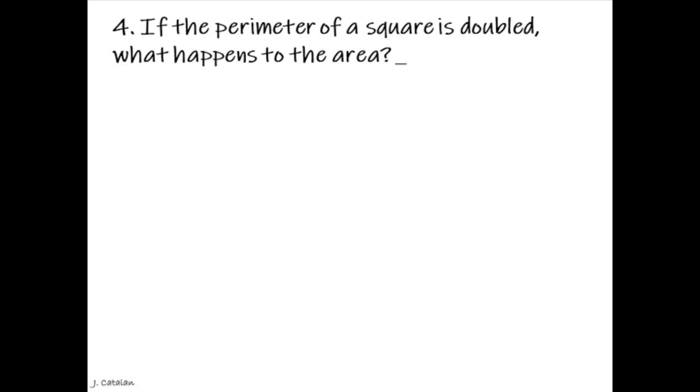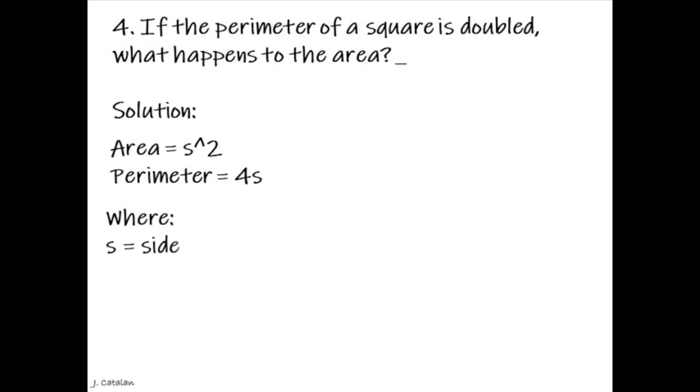If the perimeter of a square is doubled, what happens to the area? Solution. Formula of area: area is equal to s squared. Formula of perimeter: perimeter is equal to 4s, where s is equal to side.